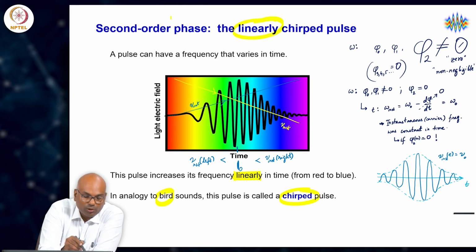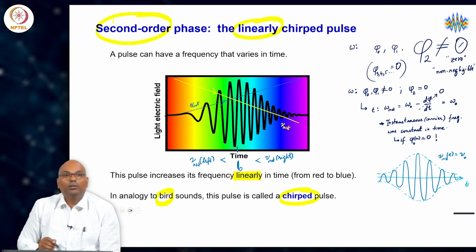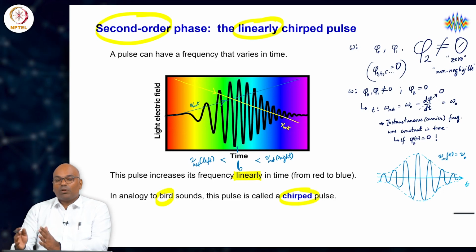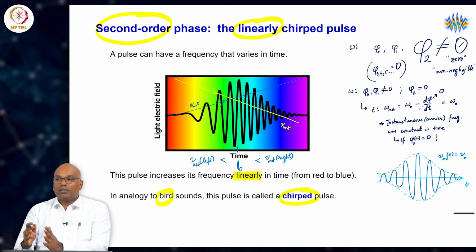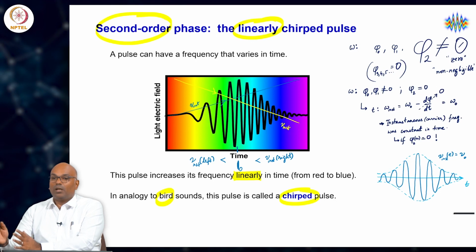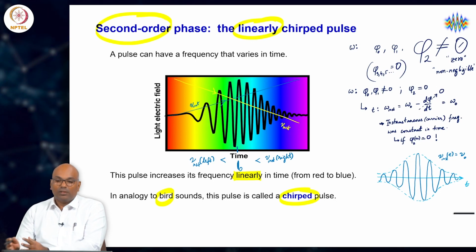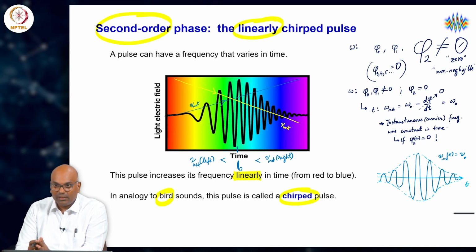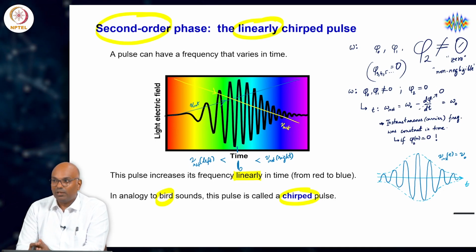This is related to a non-zero second order phase. So, if the second order spectral phase is non-zero, whereas the higher orders are 0 or negligible, in the time domain the instantaneous frequency varies linearly in time and the pulses are said to be linearly chirped.